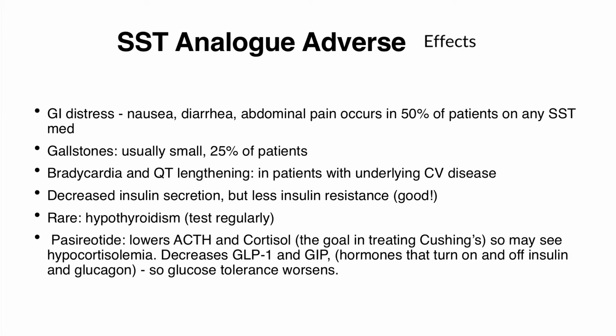It also decreases some hormones we'll talk about in the diabetes medication chapter, GLP-1 and GIP. GLP-1 turns on insulin and turns off glucagon. GIP turns off insulin and turns on glucagon. So they have opposite jobs. But both of them are decreased with the somatostatin analog Pasireotide, so glucose tolerance does get worse with that medication. So definitely keep that in mind, but also keep in mind that it's going to have those Cushing's effects, which are desired, and that's why it is used to treat Cushing's.